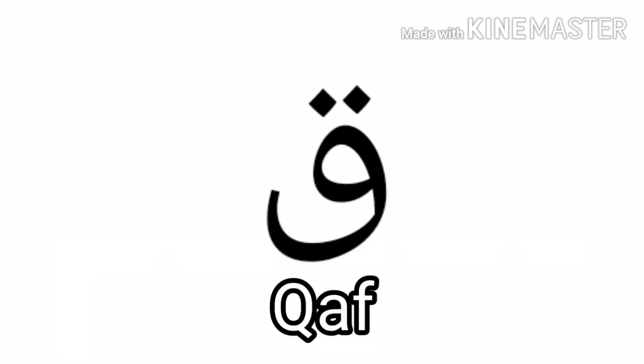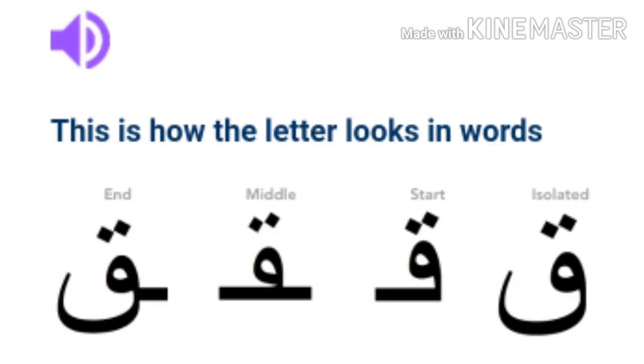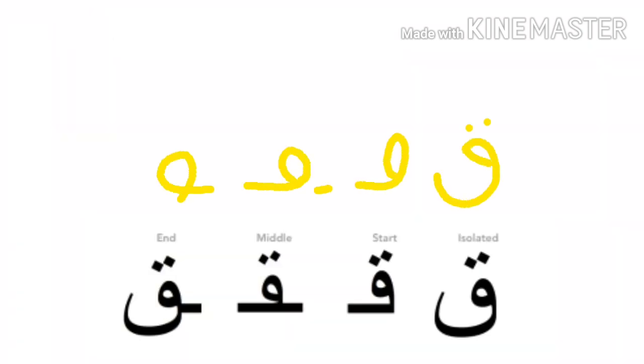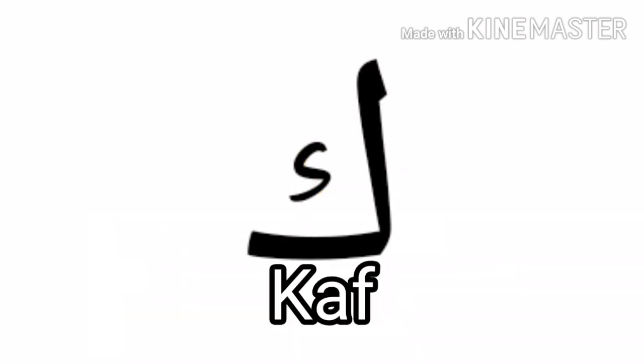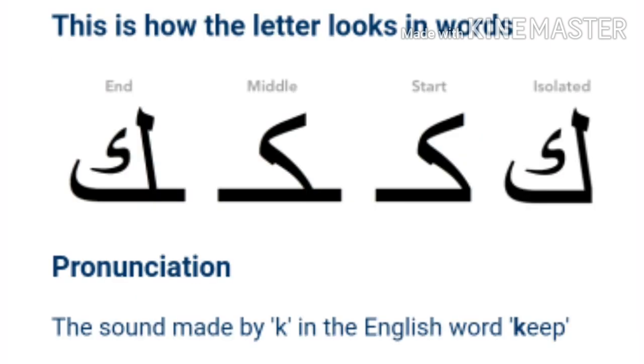Next is qaf, which sounds like a Q, and it is like the fa, but with 2 dots on top of the loop. So here's how to write them in all the forms. Next is kaf, which is pronounced like the K, and it is a vertical line, a line heading left, and a 2 in the middle. So here's how to write them in all the forms.